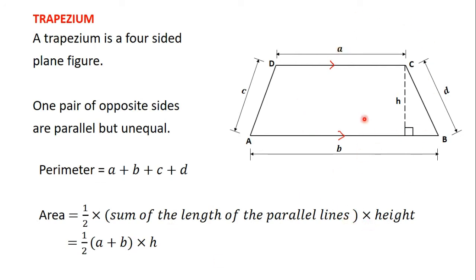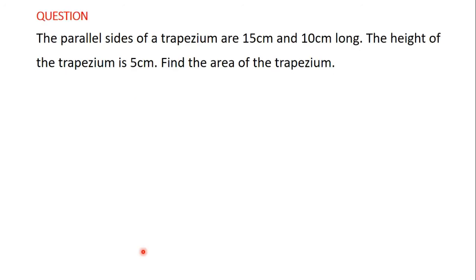So for this particular trapezium, the perimeter is A plus B plus C plus D. And the area is half times the sum of the length of the parallel lines times height, which gives us half times A plus B times H. Let's use this to solve a question.